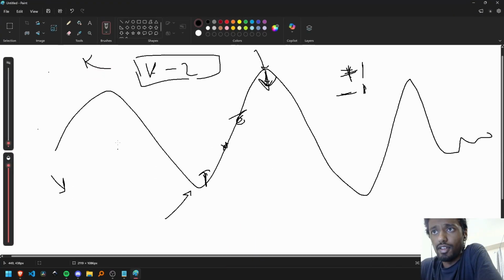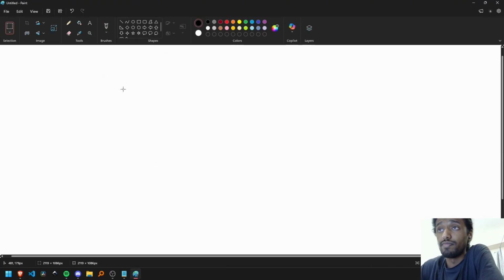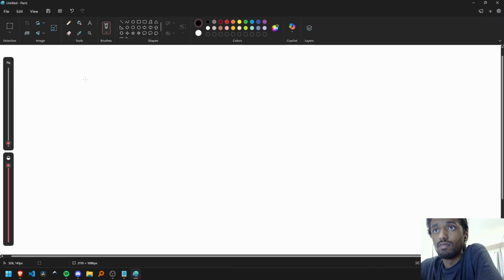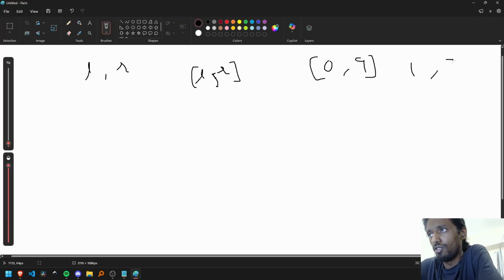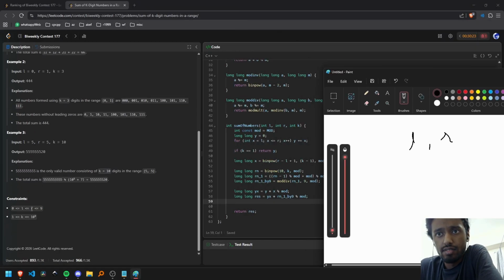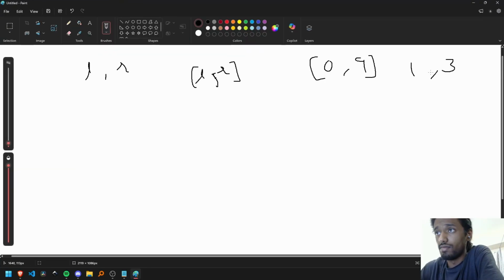Basically what we are given is a range L to R, which means we can access digits from L to R inclusive, and obviously these are 0 to 9, right? It could be like 1 to 3 or whatever, basically 0 ≤ L ≤ R ≤ 9. And we are given K.